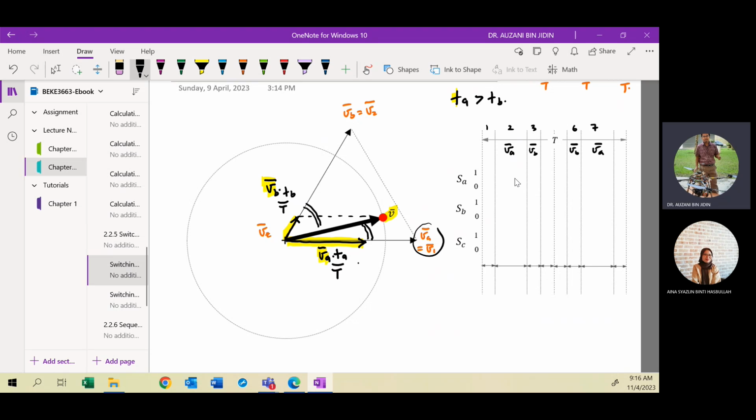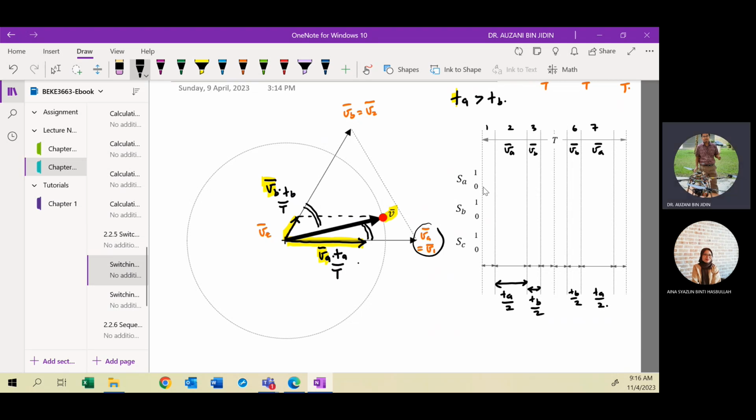So means kat sini, if you compare the interval size, you can see the interval for TA is larger than TB. So TA is larger than TB. So remember to put divide by 2 because you have 2 times to select VA and VB for one sampling period. So here will be TB divided by 2. Here will be TA divided by 2. Right?